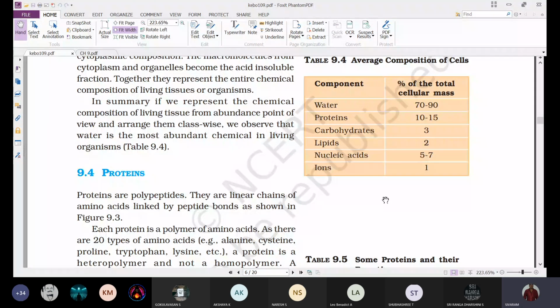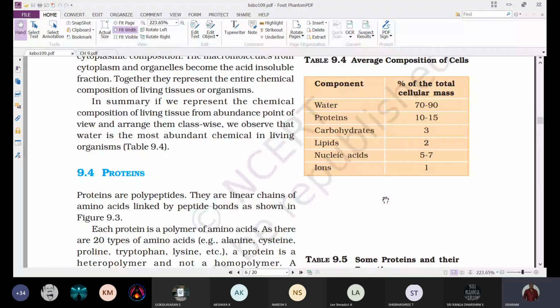The nucleic acids are present in almost all the living cells which have a nucleus. In all those cells, we find nucleic acids, DNA and RNA together, so it ranges from 5 to 7%. Next to nucleic acids, we find carbohydrates. The percentage of carbohydrates is around 3%. Next to carbohydrates, we find the lipids, and the percentage of lipids is up to 2%.